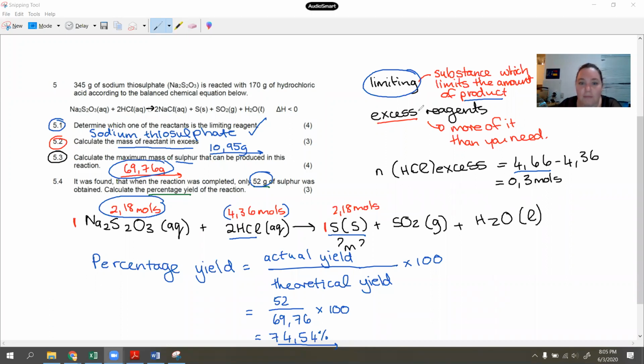Do we always use the mass to calculate percentage yield? No, we could actually have done this from moles to moles. So if I work this 52 grams out into the number of moles, I could do the number of moles that I got over the number of moles that I expected. So instead of actual mass over theoretical mass, it could be actual moles over theoretical moles, actual volume over theoretical volume, actual concentration over theoretical concentration.